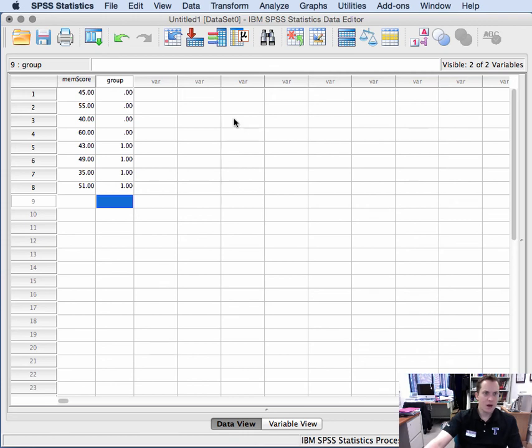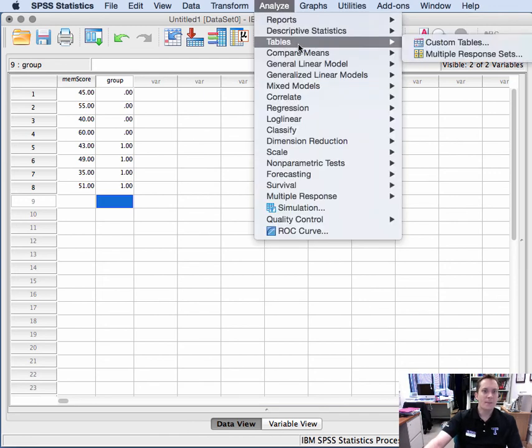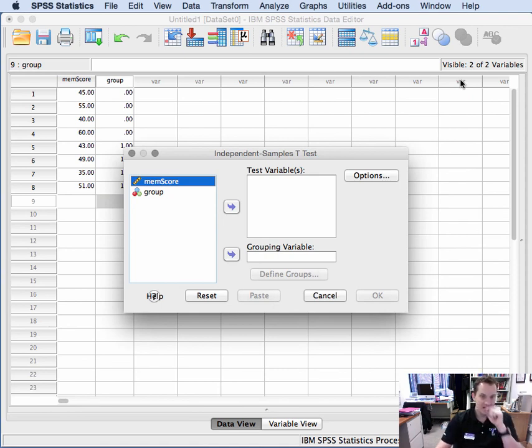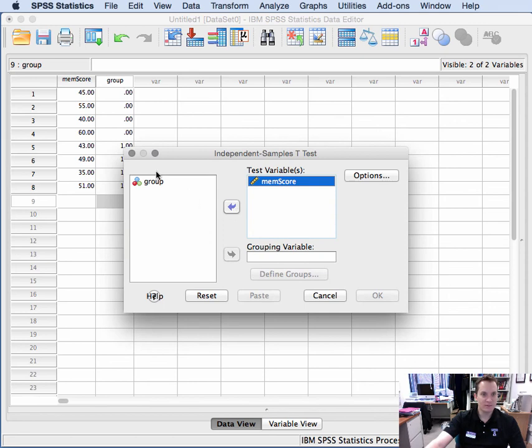So, all right, now we've got the data in. Let's go and do the independent samples t-test and see if we get the same output that we got on our slides just a second ago. To do this, I'm going to go to the Analyze menu, Compare Means, and you'll notice there's an independent samples t-test. So what do we do? Well, it's asking for a test variable, just one in this case, as well as a grouping variable. The memory score is my test variable, the group is my grouping variable.